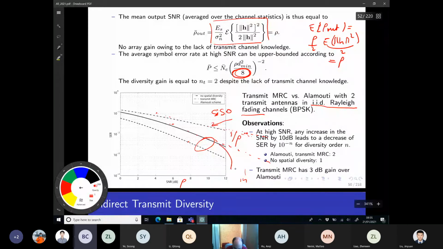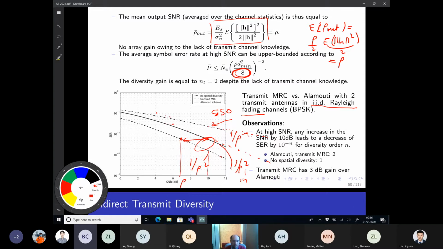That means actually this slope is in 1 over rho square. Similarly here, you see those two curves are parallel with each other, so they have the same slope, also 1 over rho square, but you have a 3 dB gap. You see here from this point to this point, you're going to have a 3 dB gap that corresponds from 10 dB to 7 dB.